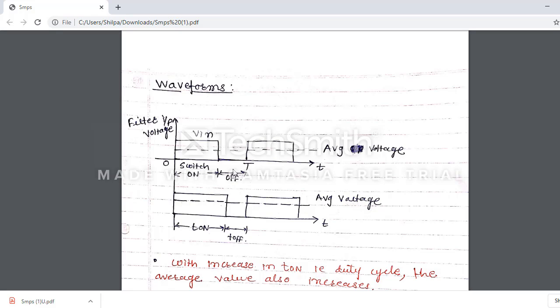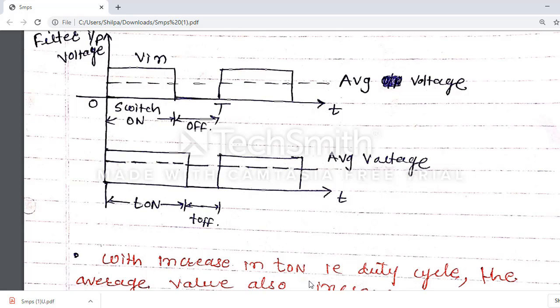Now by comparing these two waveforms, we can say with increase in the T on, that is duty cycle, the average value also increases. See here the T on time is less as compared to the next waveform. So the average value of the above waveform is less as compared to the average voltage of this second waveform. Therefore we can say with increase in T on, that is duty cycle, the average value also increases.